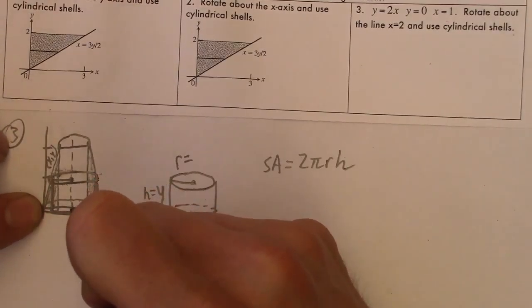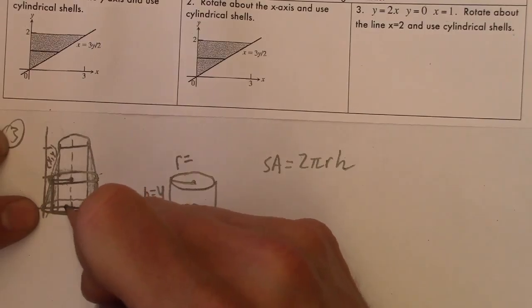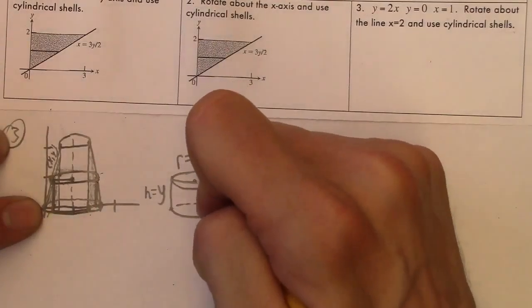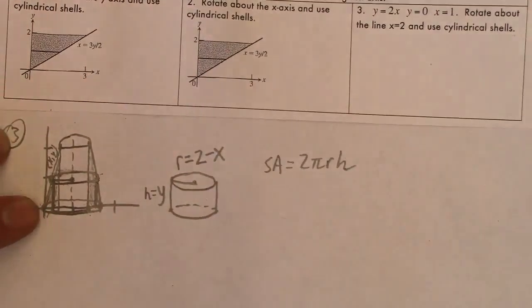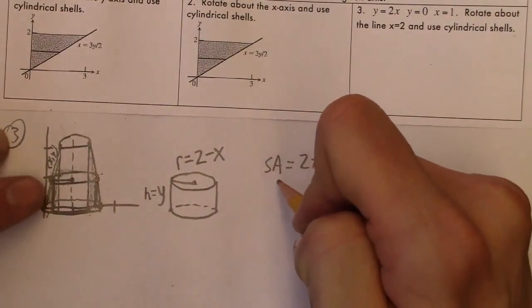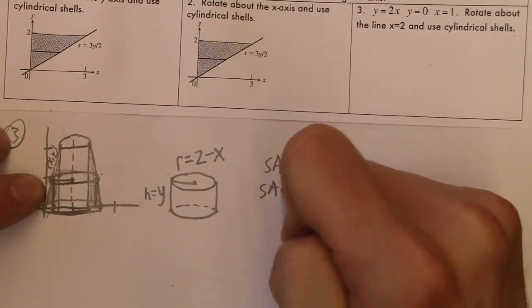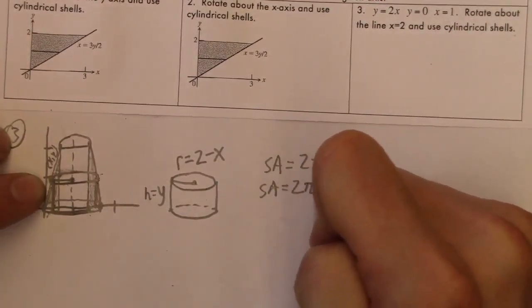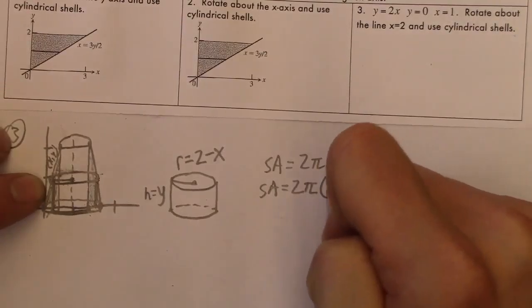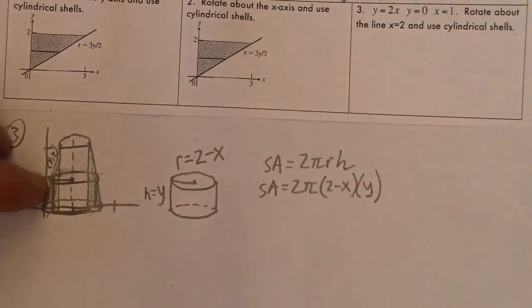The full distance is 2. So if I subtract off that x, the whole distance is 2, 2 minus x is the radius. So I've connected our cylindrical shell to the original equation. And so now I can start filling in what I know. So 2 pi r is 2 pi times (2 minus x), and the height is y.